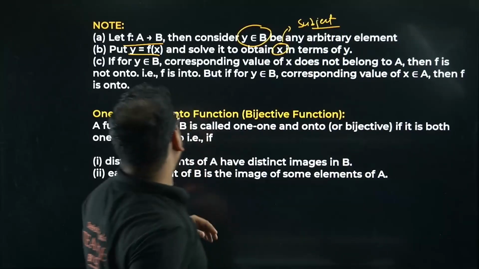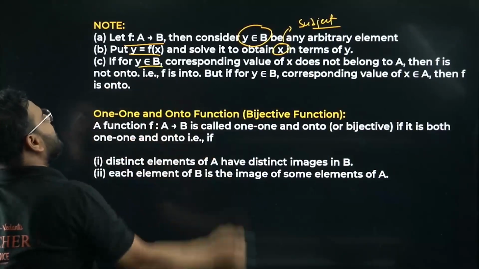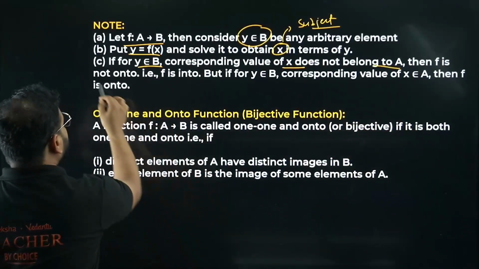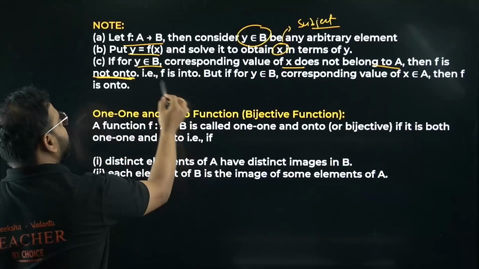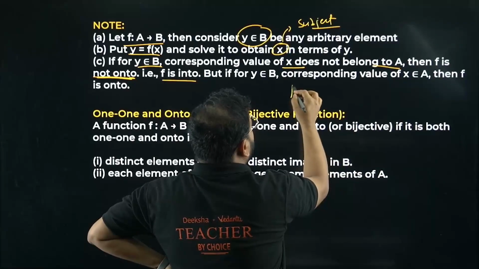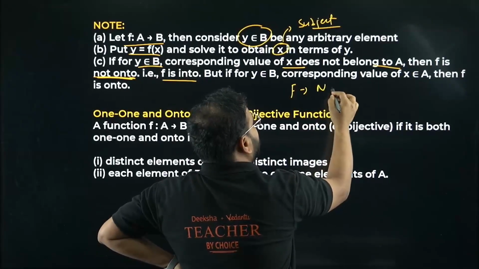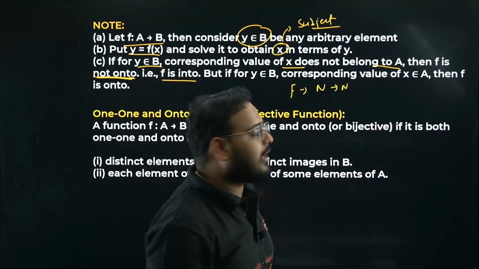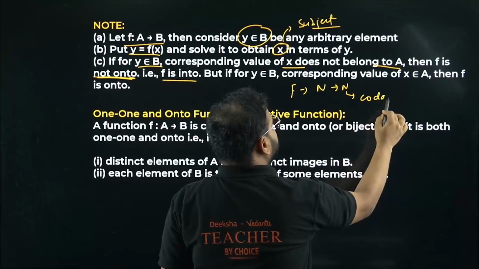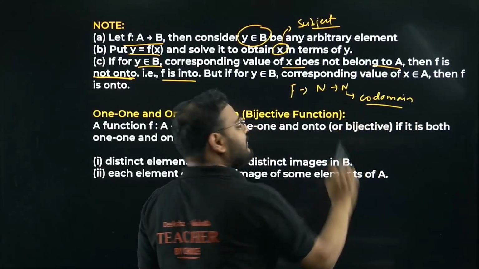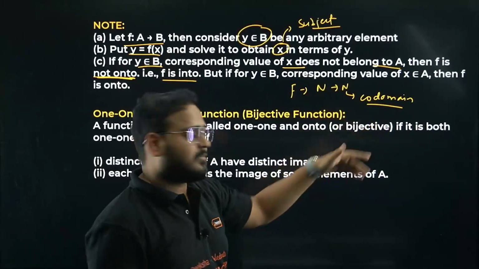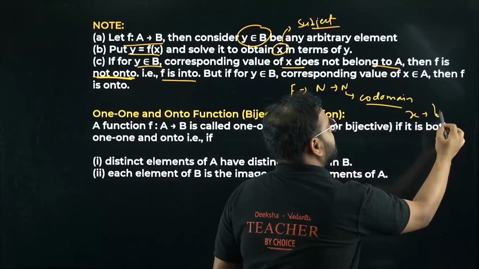Make x the subject, okay? Now, for every y belonging to B, if the corresponding value of x does not belong to A, then f is into. Not onto means into. Let's say I have a function f defined from natural numbers to natural numbers, okay? This part is the codomain. So if you take any element from the codomain, put it in the equation and solve for x, and you get x as a fraction.